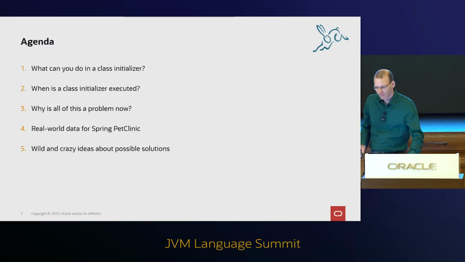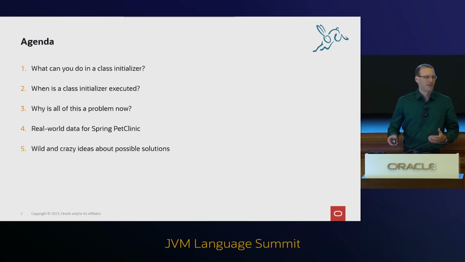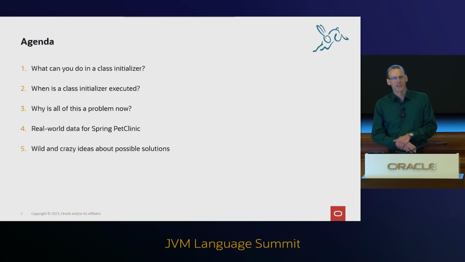So we will go through the basics. What is a class initializer? How is it behaving? But then the main point is, well, why am I here? Why am I talking about it? Why is all of that suddenly a problem after having class initializers for many decades now in Java?